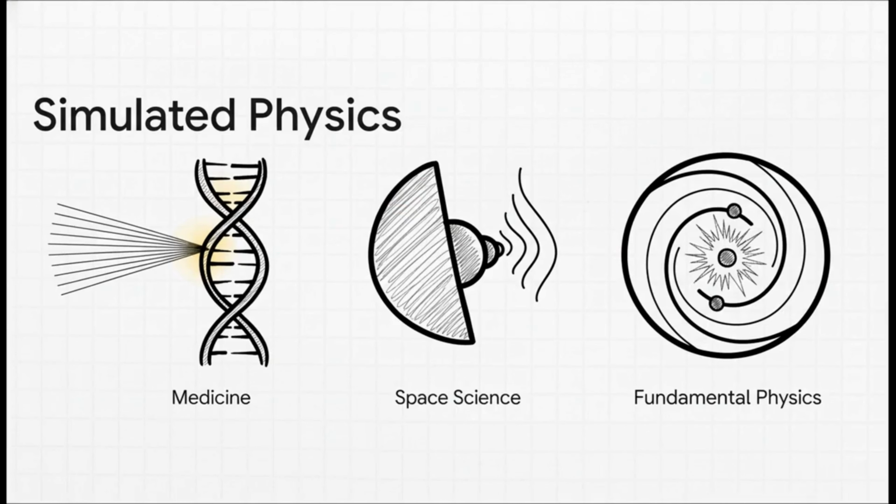So after all this, why do we go through all this trouble? Because this incredibly precise step-by-step simulation changes the real world. In medicine, it's how we design radiation treatments that zap cancer cells while sparing healthy tissue. In space, it's how we figure out how to shield astronauts from dangerous radiation. And in fundamental physics, it lets us design massive experiments, like the ones at the Large Hadron Collider, to figure out what the universe is actually made of.